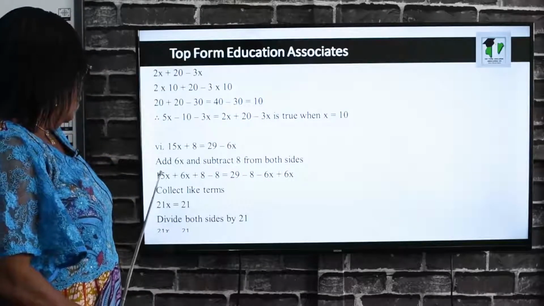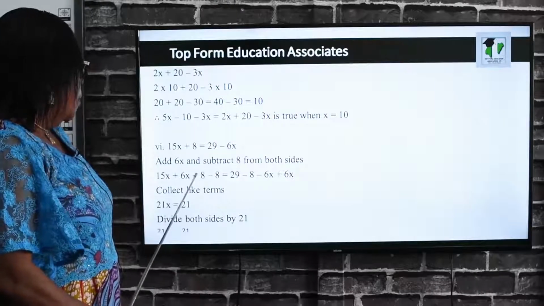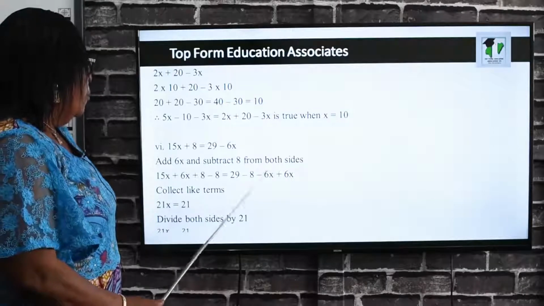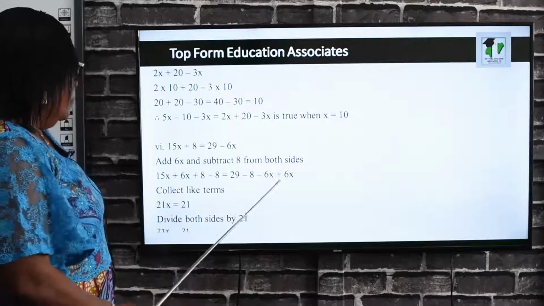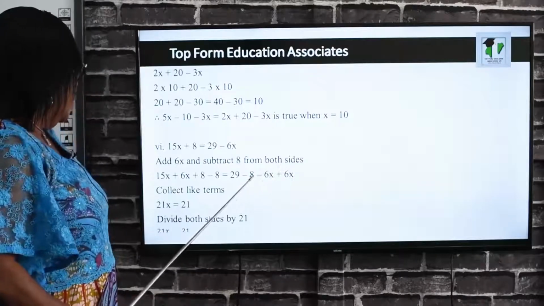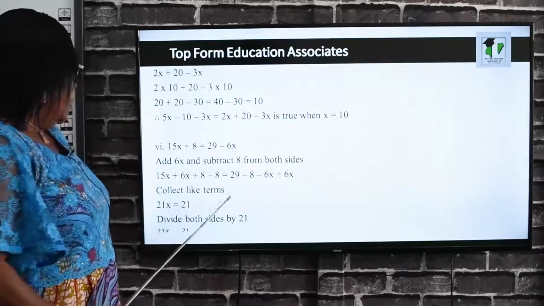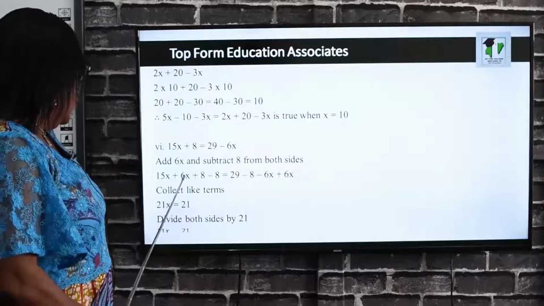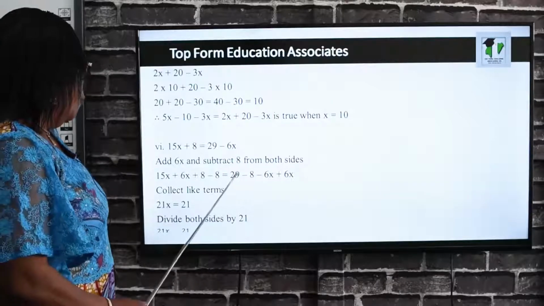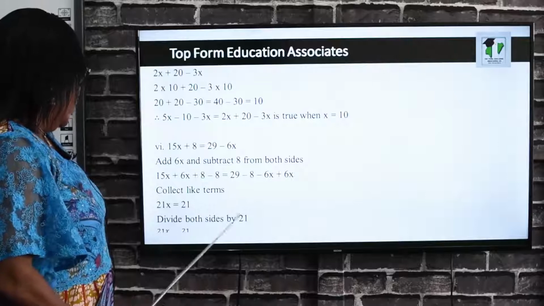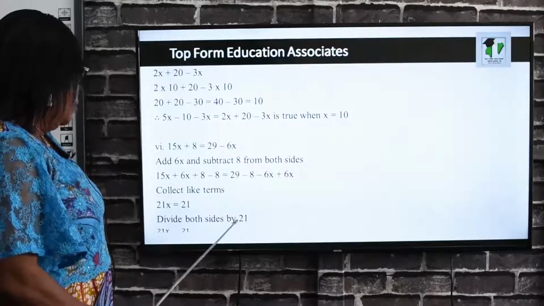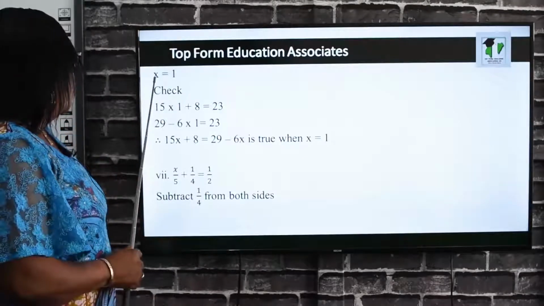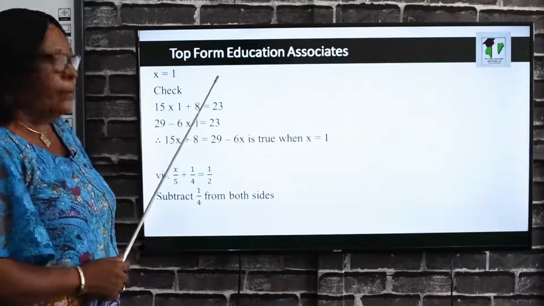That will give us 15x plus 6x plus 8 minus 8 is equal to 29 minus 8 minus 6x plus 6x. So minus 6x cancels plus 6x, plus 8 minus 8 is 0. So continue to collect like terms. 15x plus 6x is 21x. 29 minus 8 is 21. We are dividing both sides by 21. So x will be equal to 1.